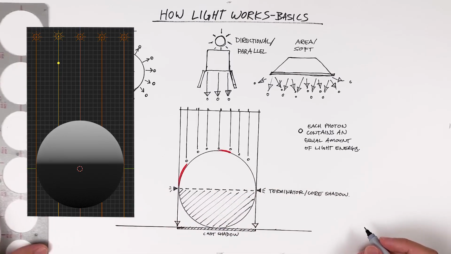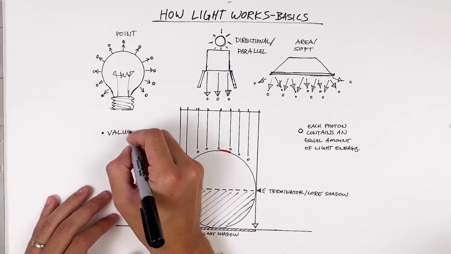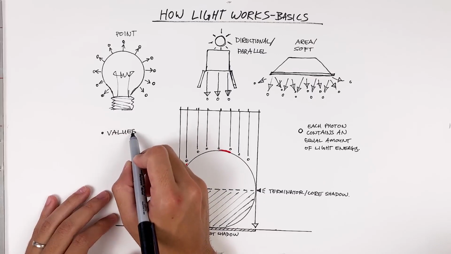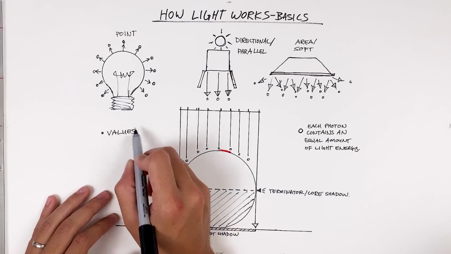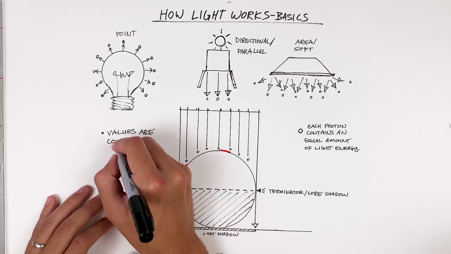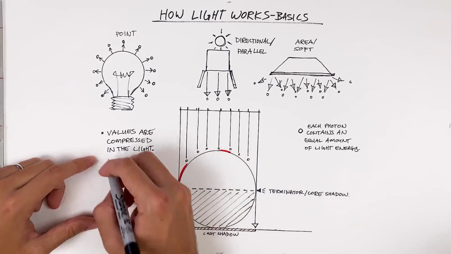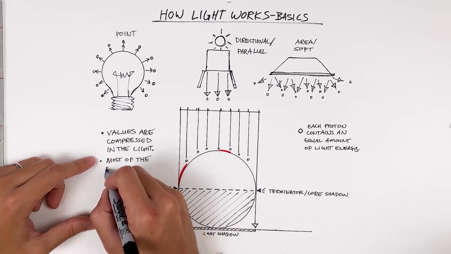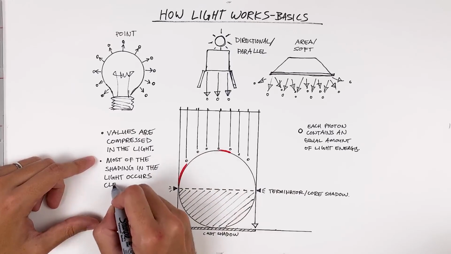And that is the scientific reason why values, that is to say, shading, right? Values just means lightening or darkening, or areas or patches of light or dark and the relative difference between them. Values are compressed in the light. Another way to say that is most of the shading in the light occurs close to the core shadow.